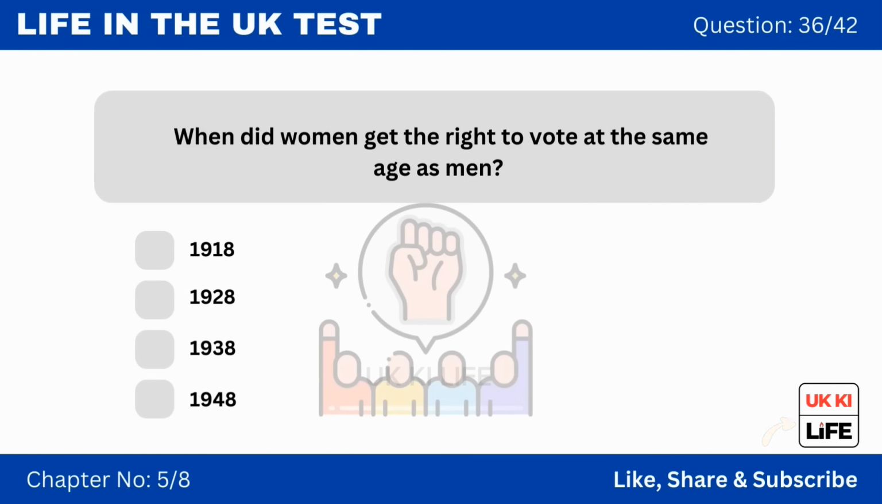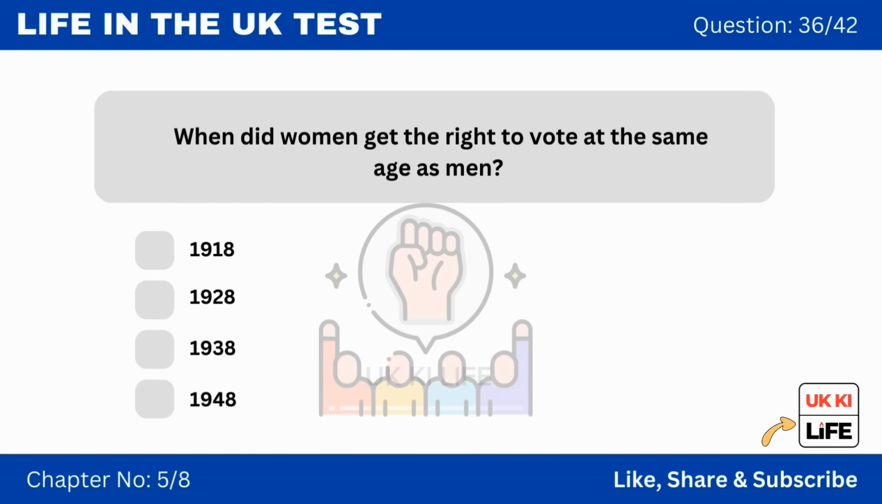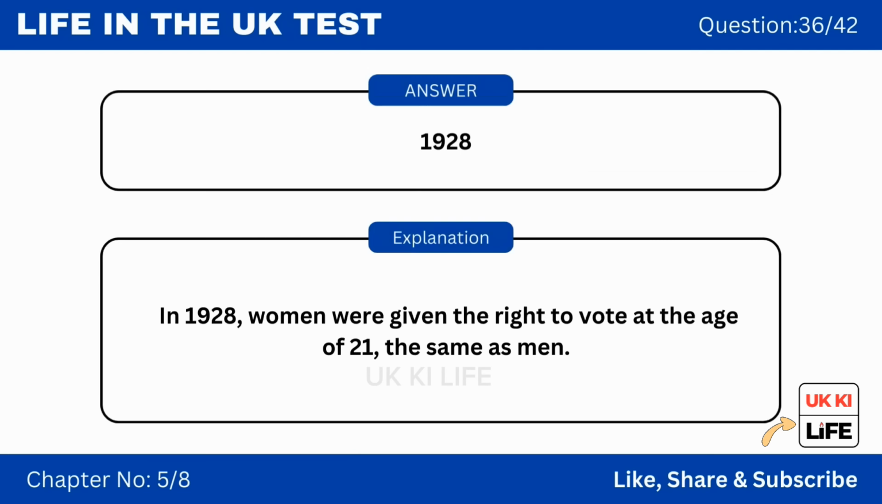Question 36. When did women get the right to vote at the same age as men? 1918, 1928, 1938, 1948. The correct option is B. Explanation. In 1928, women were given the right to vote at the age of 21, the same as men.